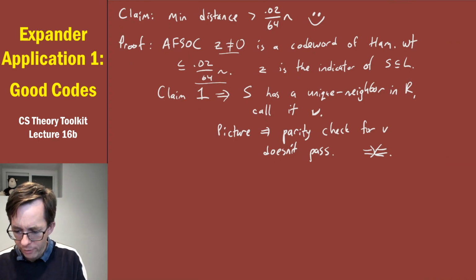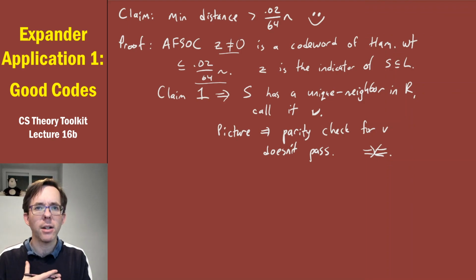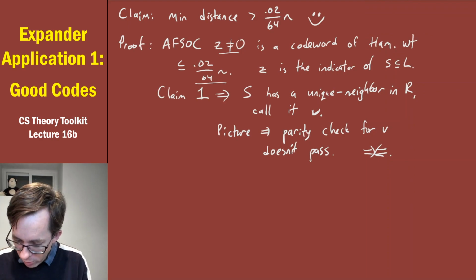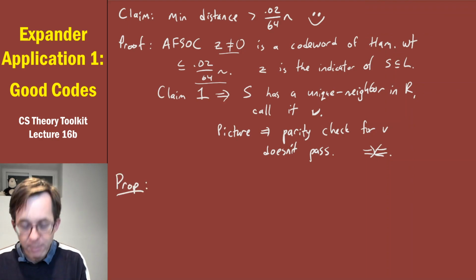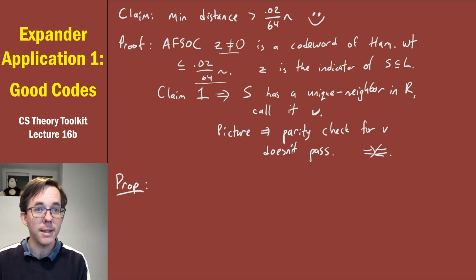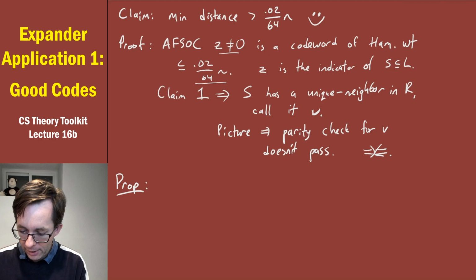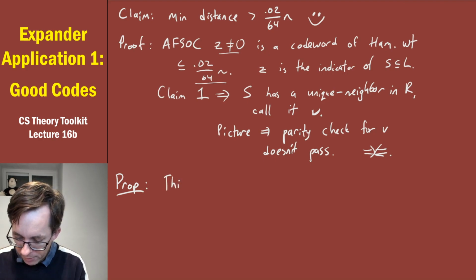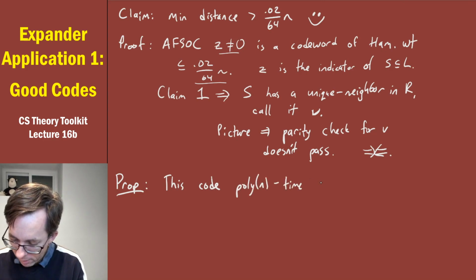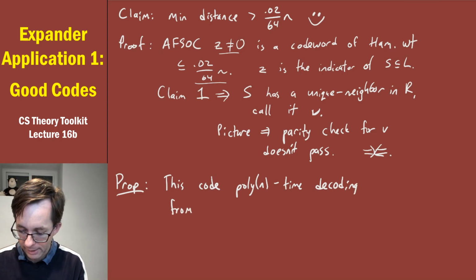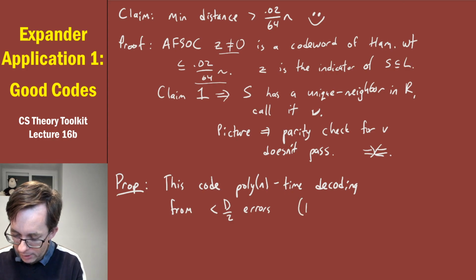All of the things I'm saying, by the way, I forgot to mention it, but they originate in papers by Tanner and also Spielman and Sipser and Spielman from '96. And one thing they proved, which I will not prove to you here, maybe it'll be in homework, but it's quite easy, is that this code has poly-n time decoding from up to half the minimum distance. So from less than D over 2 errors, where I've written capital D for the minimum distance.